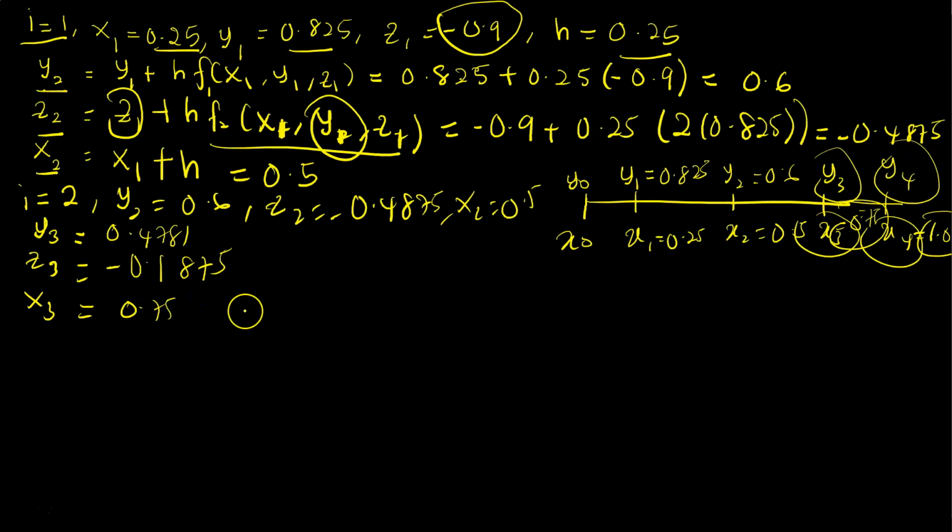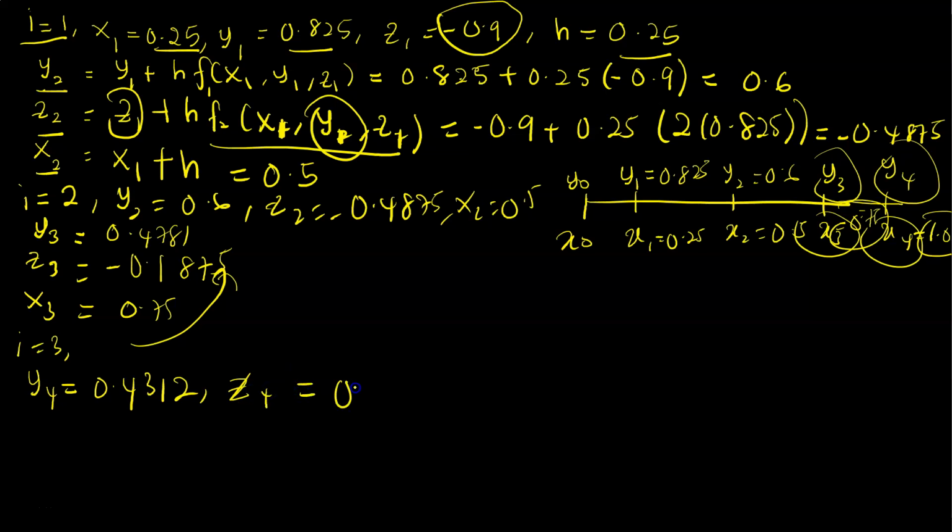And then this is not yet finished. You repeat for i equal to 3, where you have all these values to update in your calculation. I will not show you because this is the same as before, just repetition. When you do the same process, your y4 will be equal to 0.4312, z4 will be equal to 0.0516, and our x4 will be equal to 1.0.